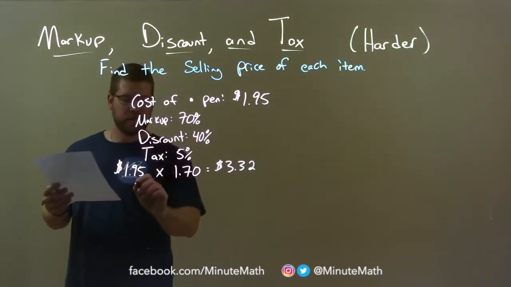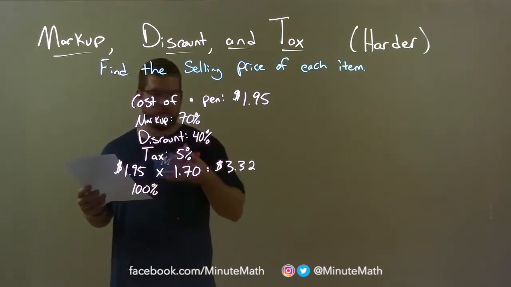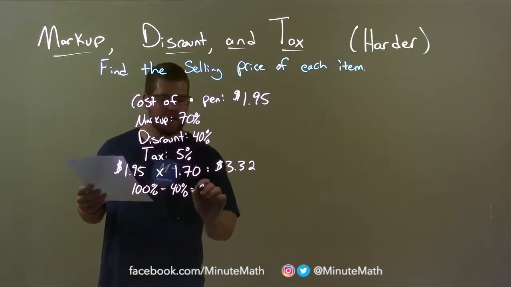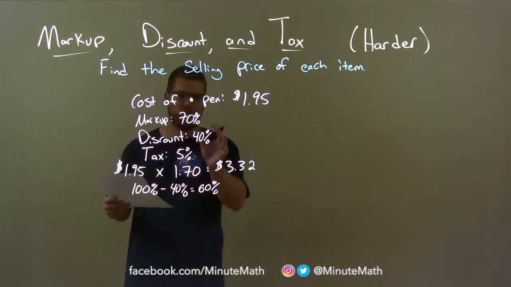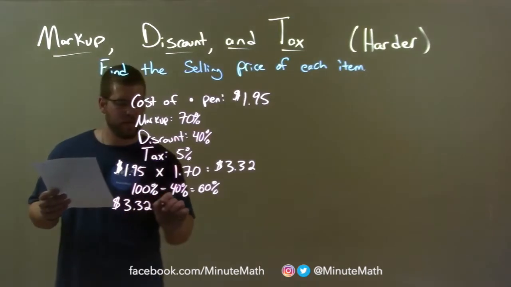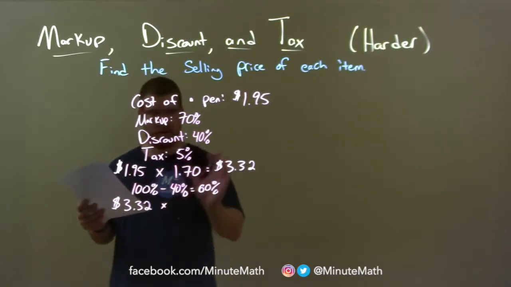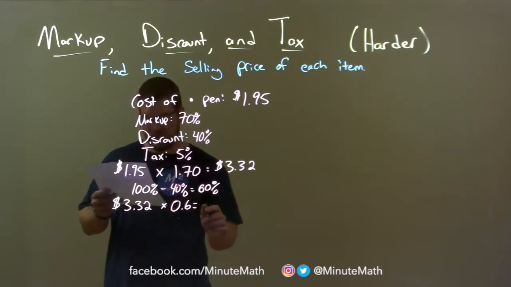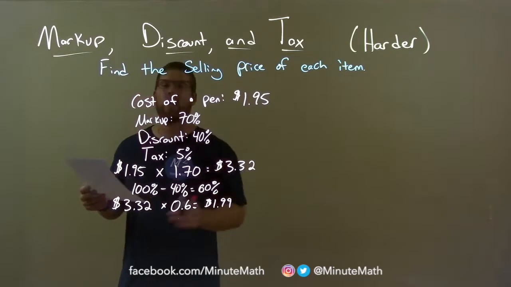Now we got to apply the discount. Well, 40% discount, we want to find how much of the original price we're going to pay with the 40% discount. So we take 100% minus 40%, and that gives us 60%. So we're going to pay 60% of that, and that's how we get the 40% discount. So we take the $3.32 and multiply that by 0.6, which comes out to be $1.99.